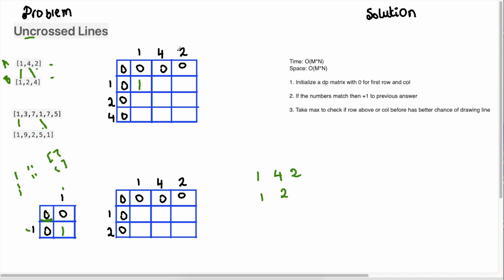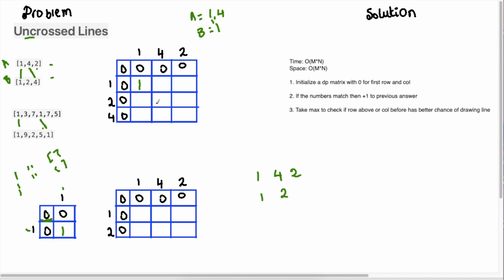Now, what if I told you, okay, I'm going to add a 4 to the first input. So let's say now A is equal to 1 and 4, and B is still equal to 1. Right, so how many lines can you draw at this point? Well, you can still draw only one line, right?